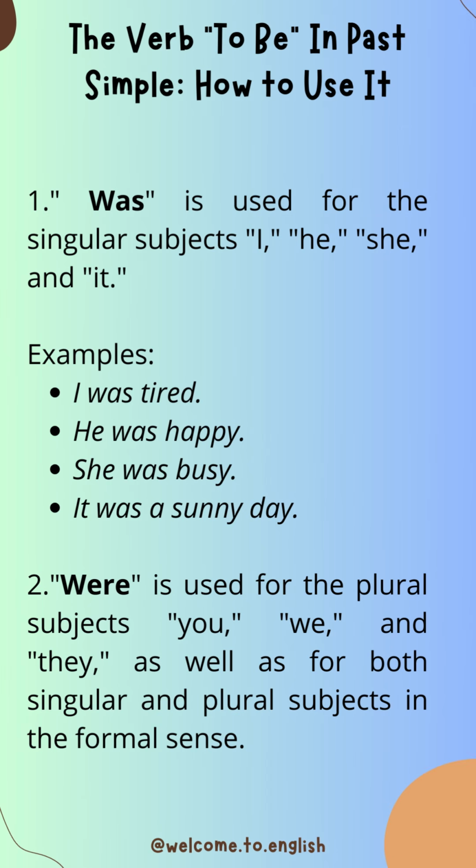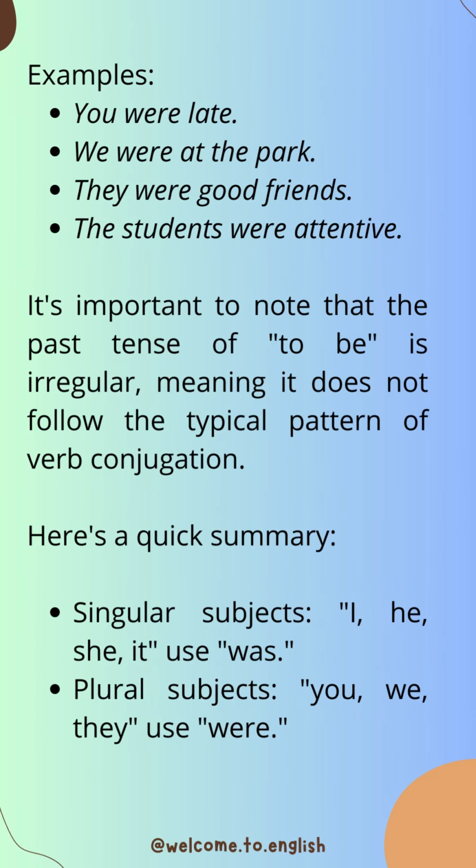Were is used for the plural subjects you, we, and they, as well as for both singular and plural subjects in the formal sense. Examples. You were late. We were at the park. They were good friends. The students were attentive.